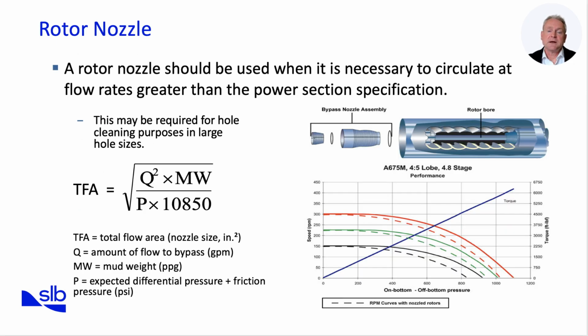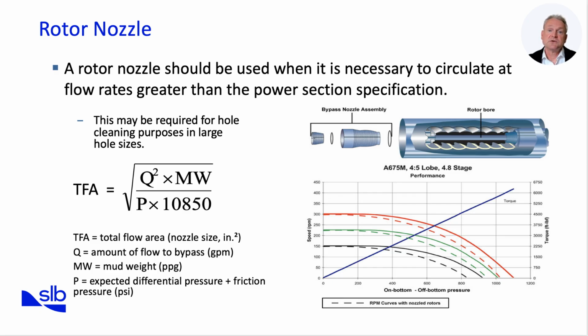A nozzle bypasses some of the flow through the center of the rotor, thereby reducing the amount of flow through the power section. As long as the required amount of flow passes through the power section, then the torque and RPM output of the motor will not be affected. However, since the amount of flow bypassed is directly proportional to the pressure drop across the power section, it is possible that attempts to drill with high differential pressures will result in starving the power section. This will also result in a lower stall pressure.